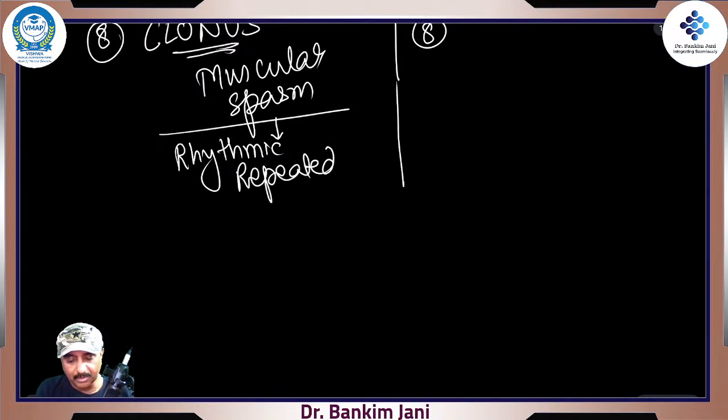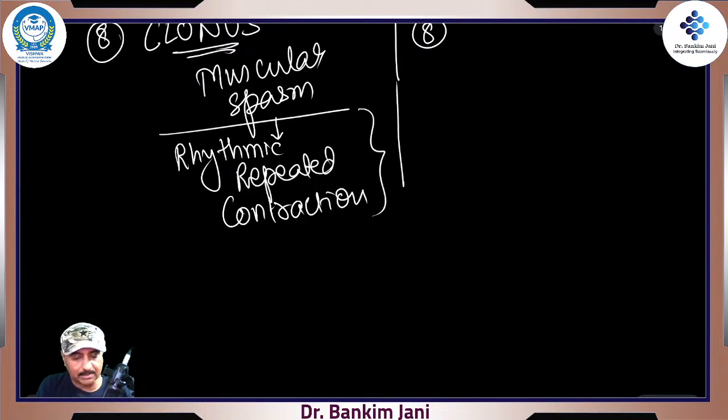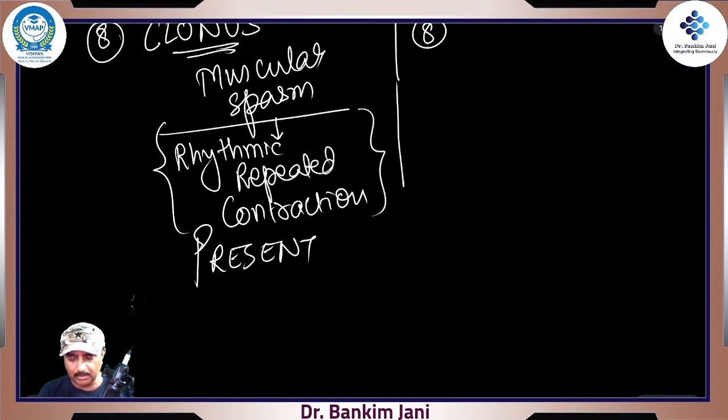Rhythmic repeated contraction. This is what is called clonus. In medicine books, you'll see that clonus is present, clonus is absent. But this is what is called clonus. In upper motor neuron lesion it has to be present because muscles are tense. Tone is high. Power is high. So obviously they'll give this movement.